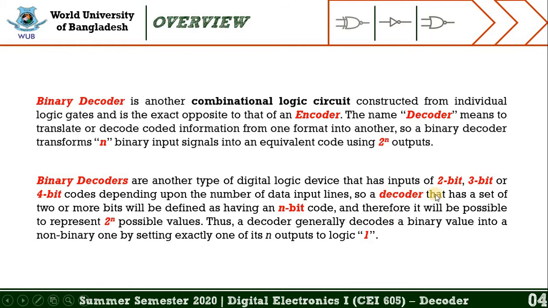A decoder that has a set of 2 or more bits will be defined as having an n-bit code, and therefore it will be possible to represent 2 to the power n possible values. Thus, a decoder generally decodes a binary value into a non-binary one by setting exactly one of its n outputs to logic 1.